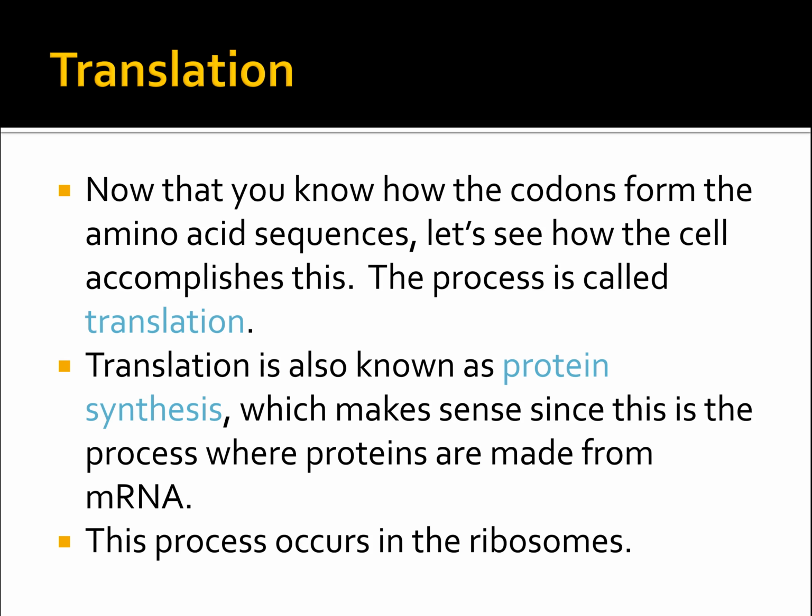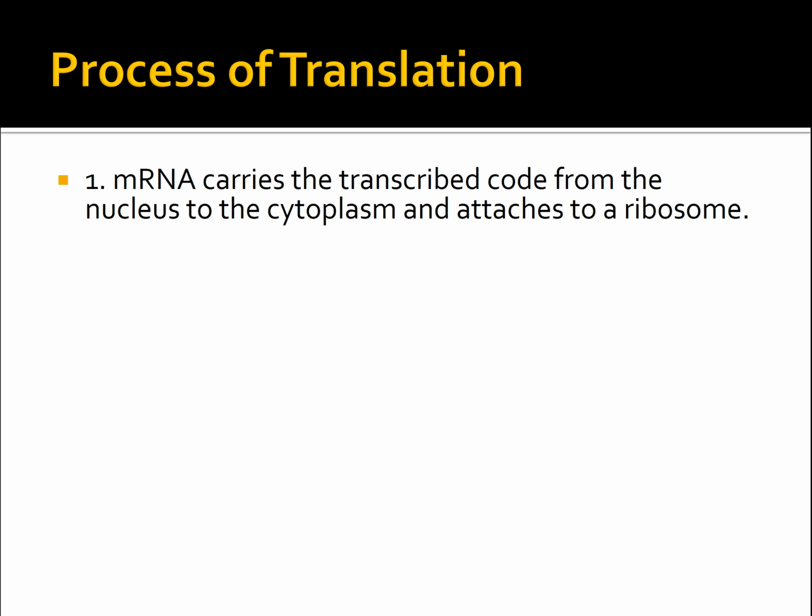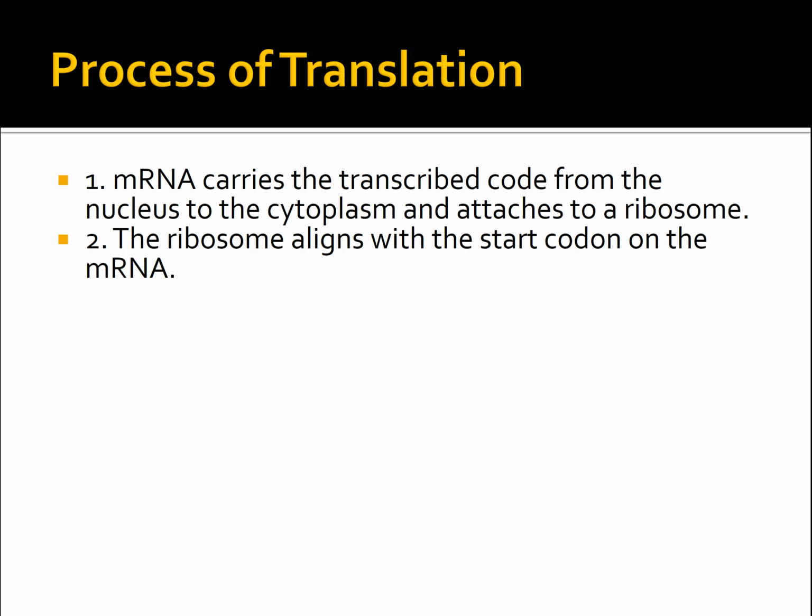This process occurs in the ribosomes. Again, we already addressed that. So here's our overview of the process of translation. First, mRNA carries the transcribed code from the nucleus to the cytoplasm and attaches to a ribosome. So it's coming out of the nucleus and attaching to a ribosome out in the cytoplasm. The ribosome aligns with the start codon on mRNA because, of course, that's where the sequence is going to start.